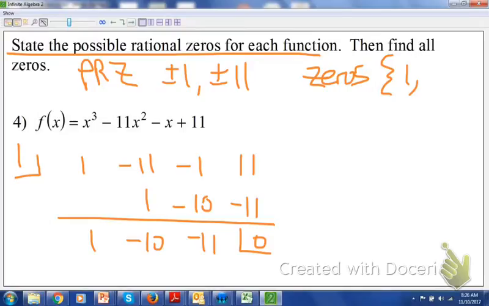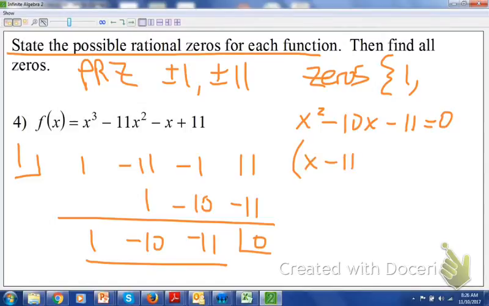All right, now the resulting quadratic quotient here, x squared minus 10x minus 11, is going to have the rest of our zeros. Can that factor? Yes, it can, right? x minus 11 times x plus 1 equals 0. So the other two solutions would be 11 and negative 1.